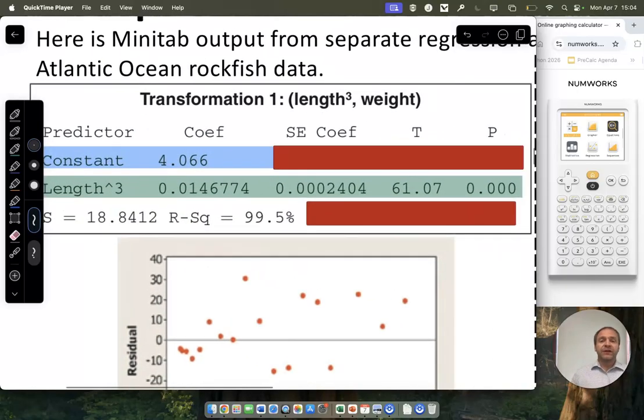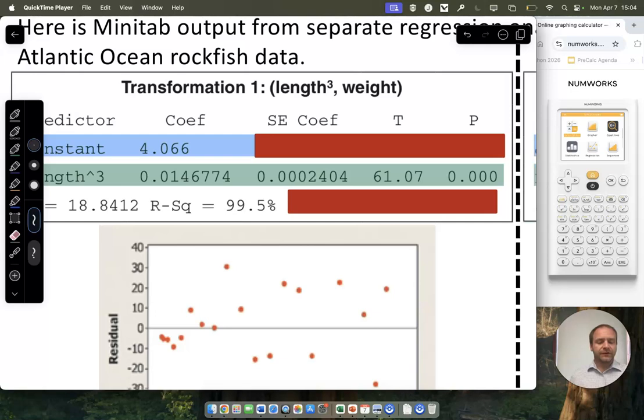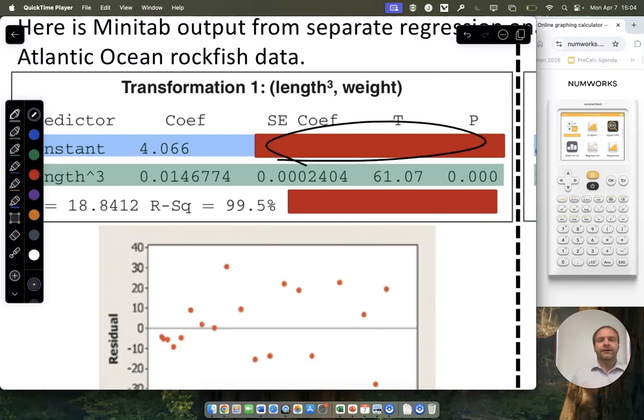Remember, we usually do not use this part right here, the standard error of the y-intercept, the t-score for the y-intercept, and the p-value of the y-intercept. We're doing an inference procedure for a significance test. We really don't use those. It'd be fun to, though.